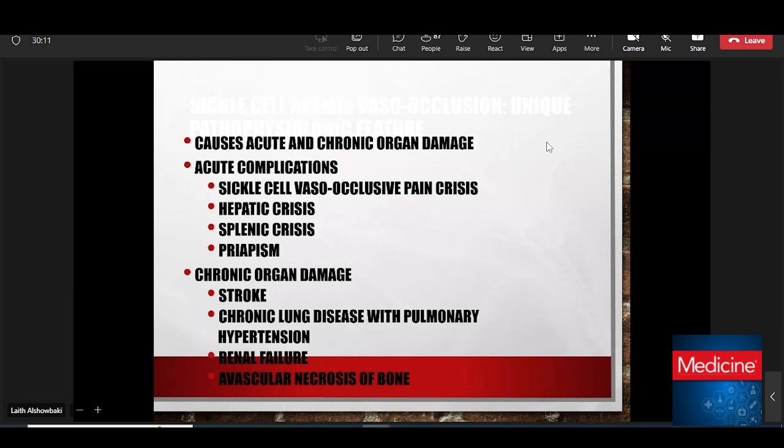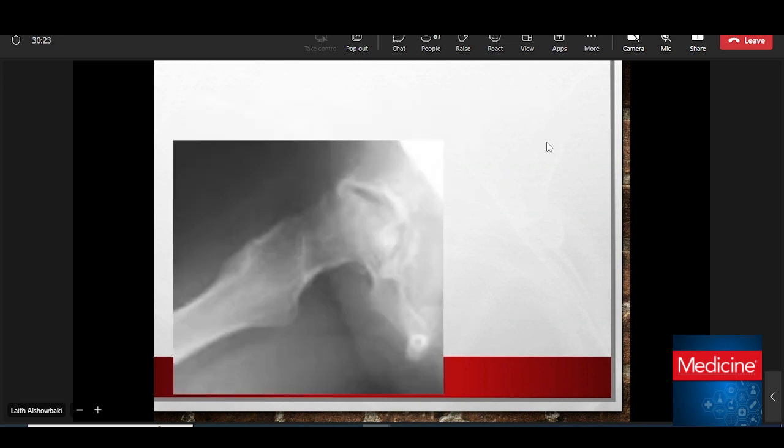It's likely a late complication. Renal failure due to tubular necrosis, avascular necrosis of bone, as the X-ray photo that you've seen a few slides ago. So this is the avascular necrosis of the femur. You can see that the bone density is not good in the middle part between the metaphyses and the joint.